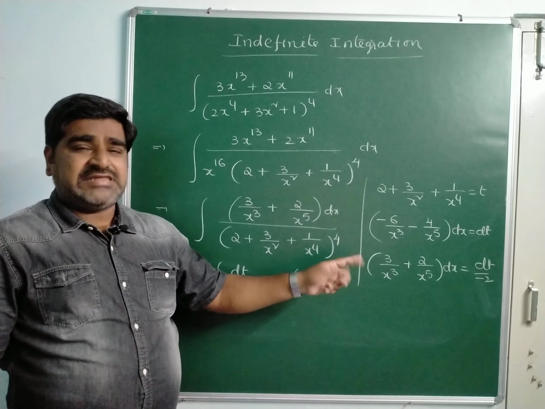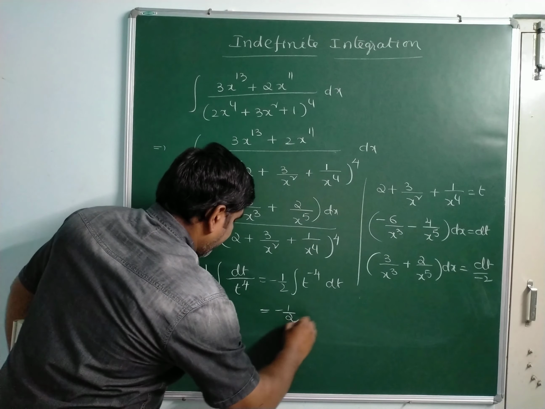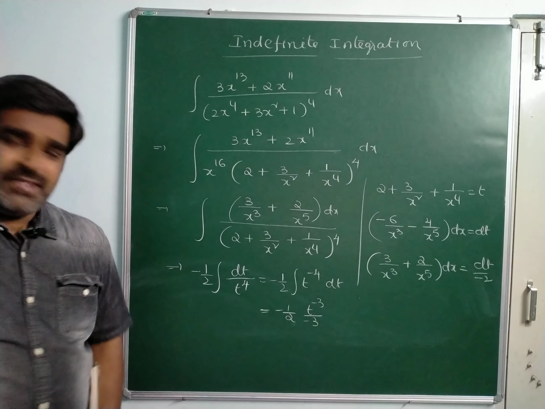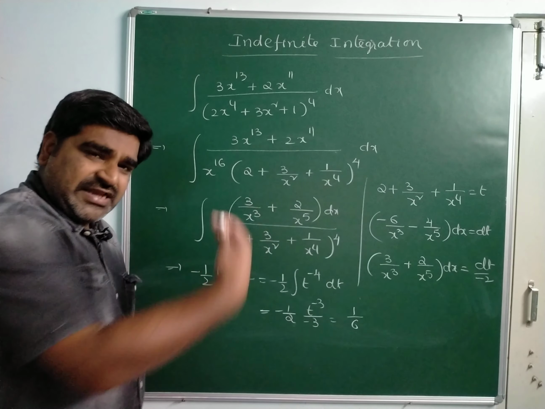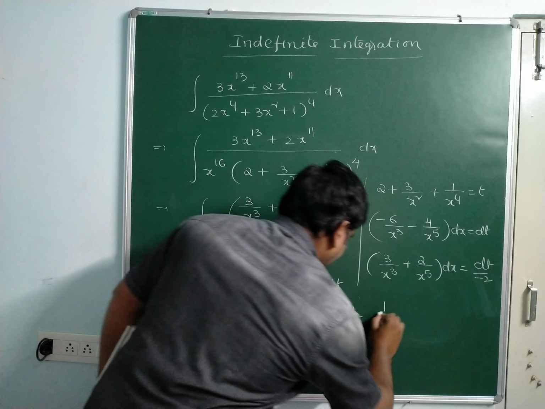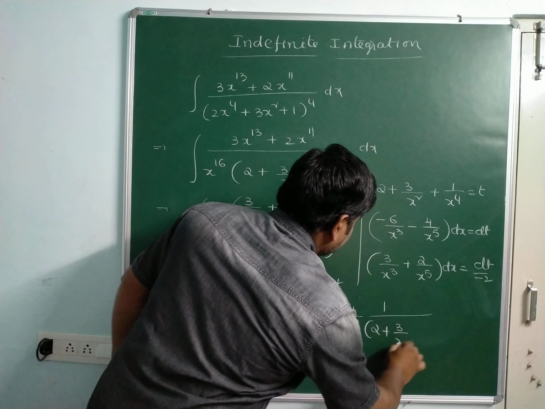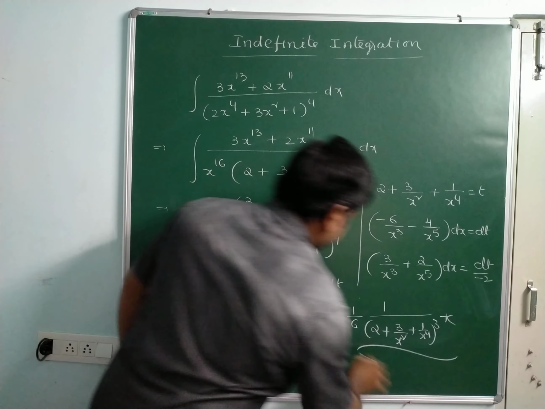That is t power minus 3 by minus 3. So minus 1 by 2 into t power minus 3 by minus 3. So the final answer for this question is 1 by 6 into t to the power of minus 3, which can be written as 1 by t cube. Don't forget to replace t. So it's 1 by, here t means 2 plus 3 by x square plus 1 by x to the power of 4, whole cube, plus c.